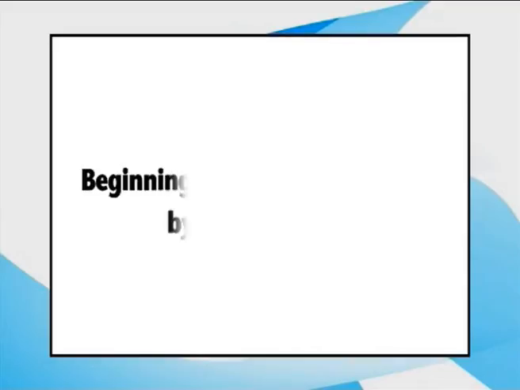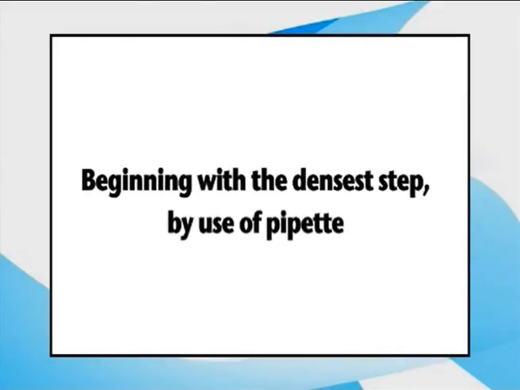In the overlayering method, known volumes of solutions of decreasing density are carefully allowed to run slowly down the side of tube to form layers over each other, beginning with the densest step by use of a pipette. Alternatively, in the underlayering method, the gradient can be formed beginning with the least dense step by depositing each layer at the bottom of the centrifuge tube through a pipette placed with its tip at the bottom of the centrifuge tube.